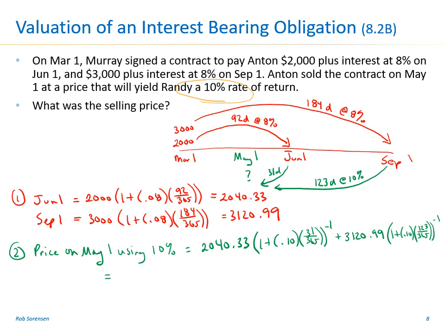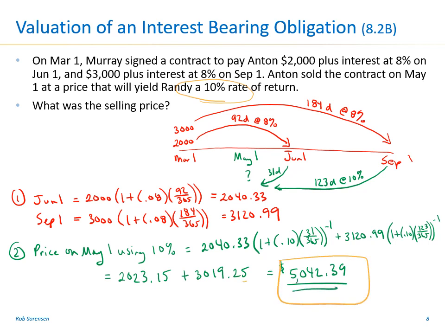Let's work them out. The first one, once we discount it back, we get $2,023.15, plus $3,019.25. If we add those together, we get $5,042.39. Now you notice I'm out by a penny. That's just because I rounded these two when I wrote them down. But in my calculator, I kept all the decimals. So it really did work out to 5,042.39, which is what we want.